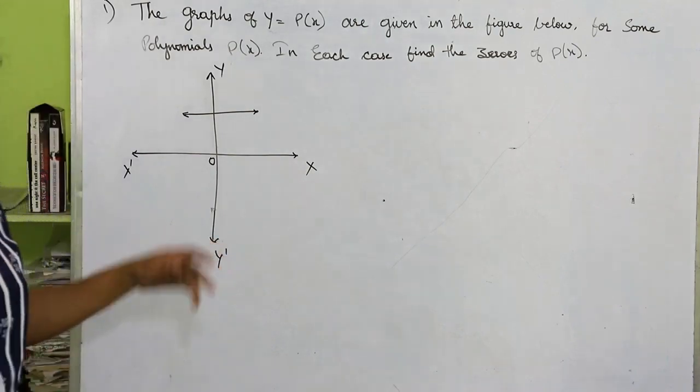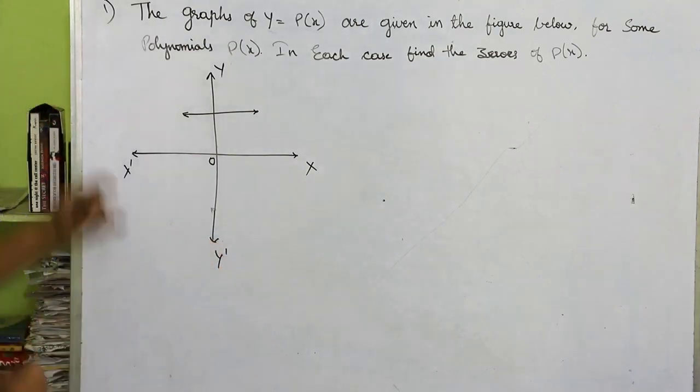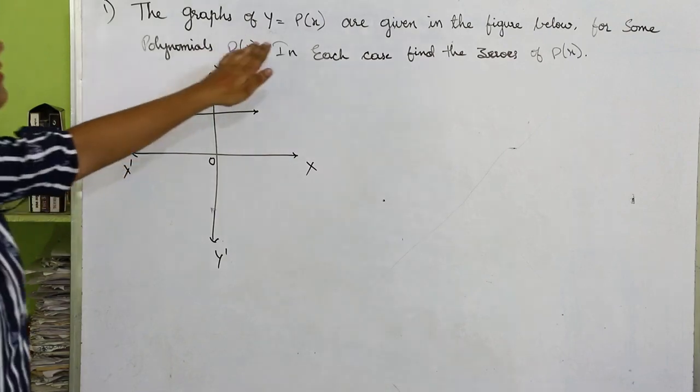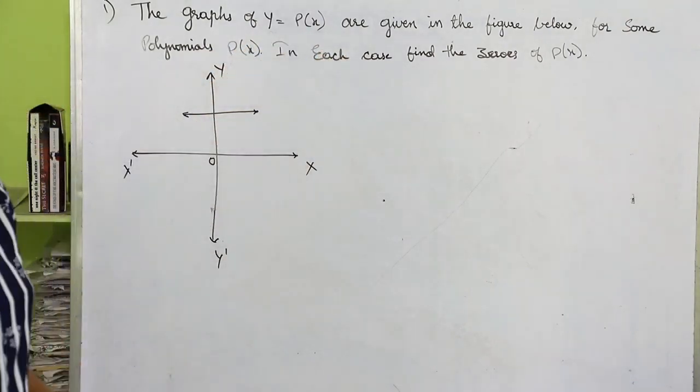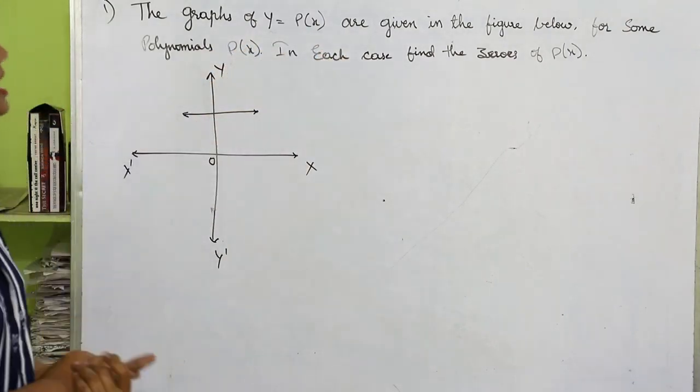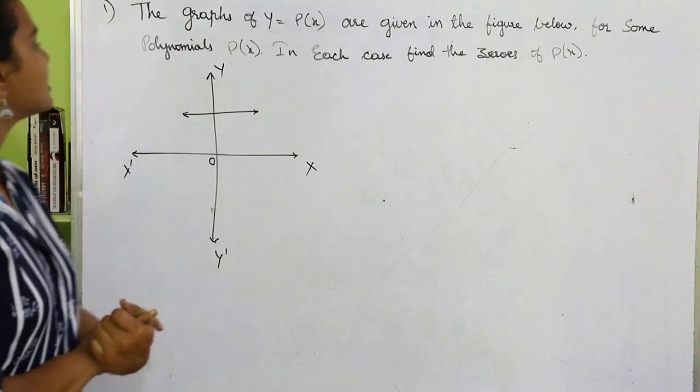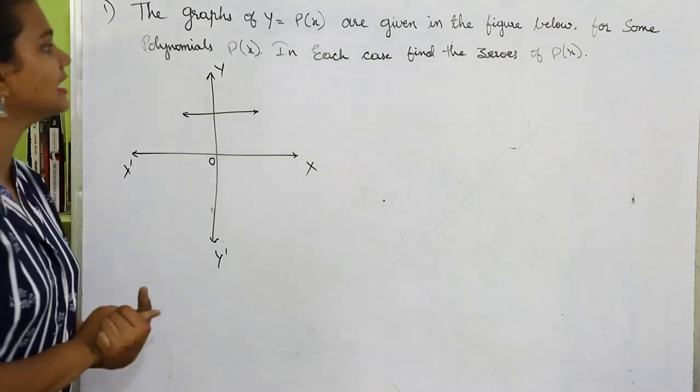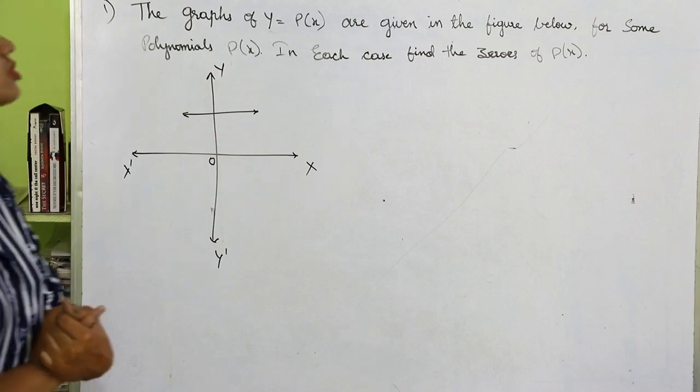With the polynomials, the second exercise, guys. So let's start with it. The graphs of y equals p of x. P of x means polynomial, right? The given polynomials p of x are given in the figure below for some polynomials p of x. In each case, find the zeros of the polynomial.